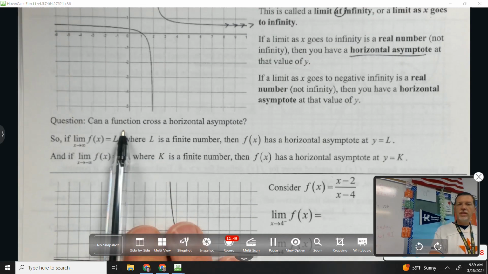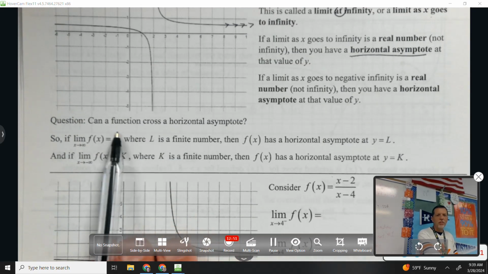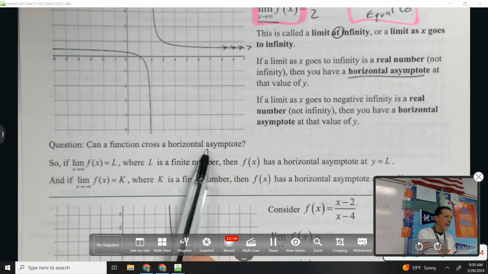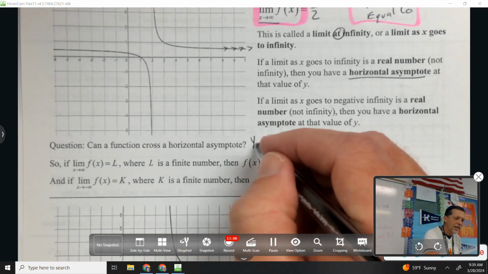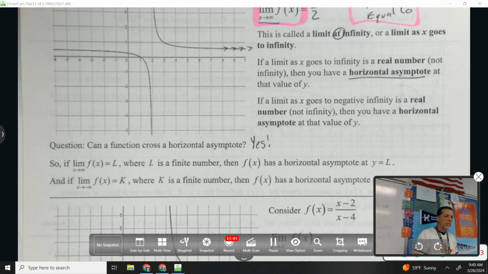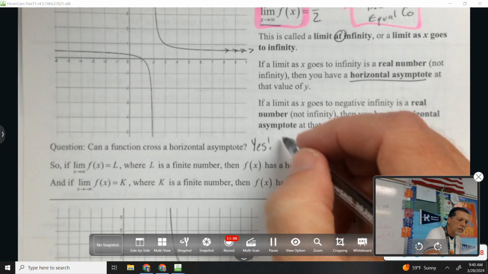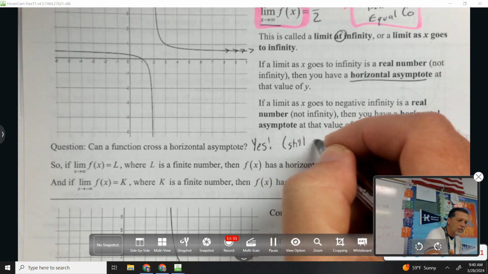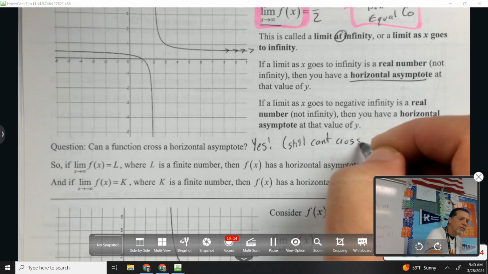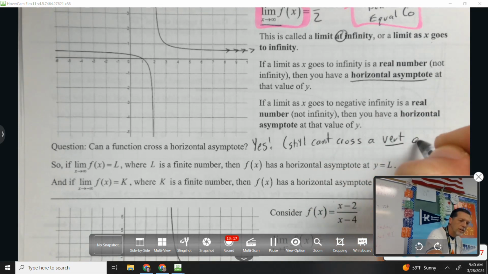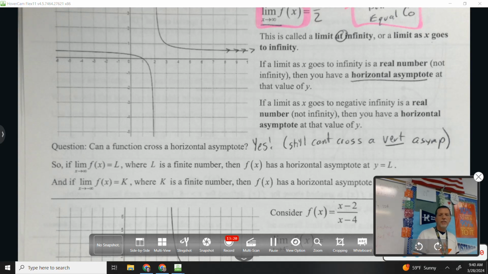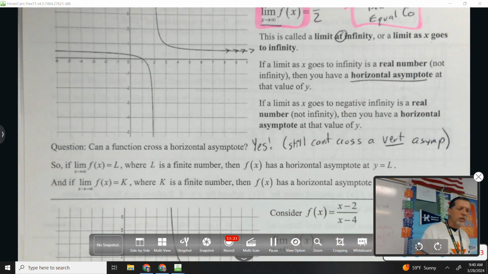Here's a question that we mislead you on frequently. Shame on math teachers everywhere. Can a function cross a horizontal asymptote? Yes. Yes, it can, because you're only worried about what happens as x gets really, really big. Just as an aside, you still can't cross a vertical asymptote. That's a different lesson entirely, but a lot of times when we're teaching vertical asymptotes, we say you never cross an asymptote. And that's not quite right. You never cross a vertical asymptote. You can cross a horizontal asymptote.